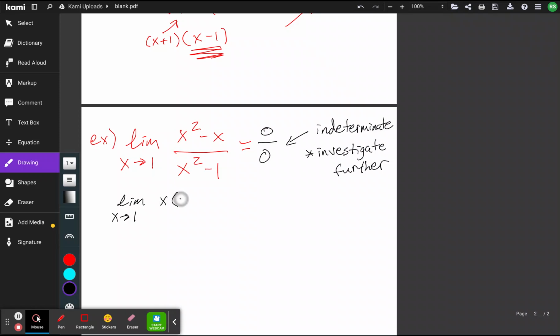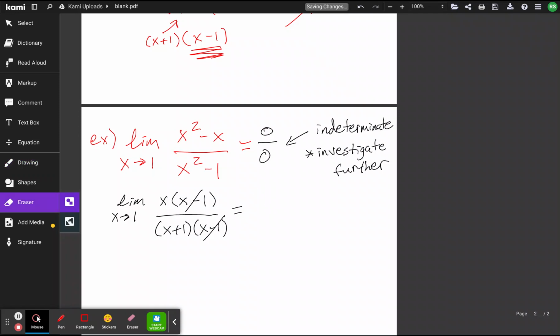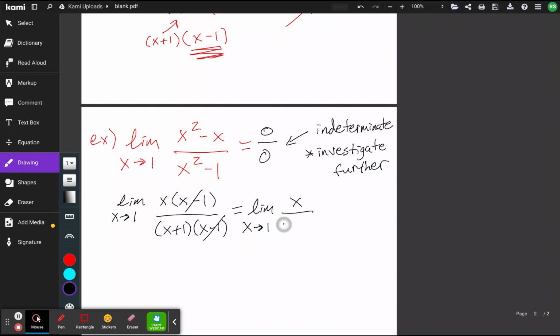I notice that x is a common factor in the numerator, so I'm going to factor out an x. The denominator can be factored into difference of squares. We have that factor of x minus 1 cancels. We are left with an x in the numerator, so the limit as x approaches 1 for x over x plus 1. Now with direct substitution, replace the x's with 1, we get a limit of 1/2.